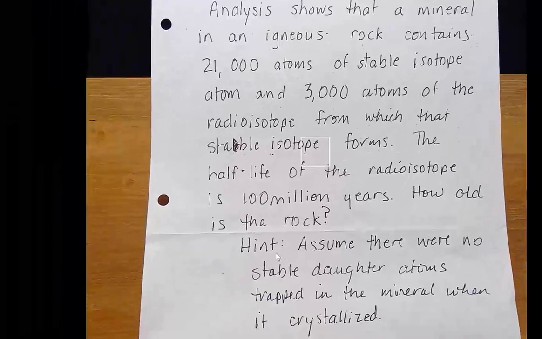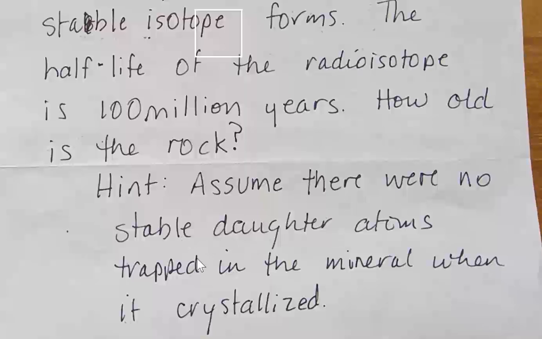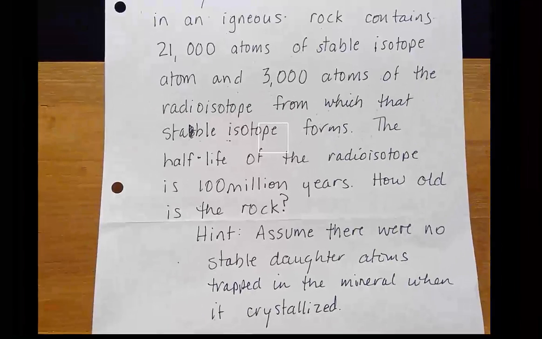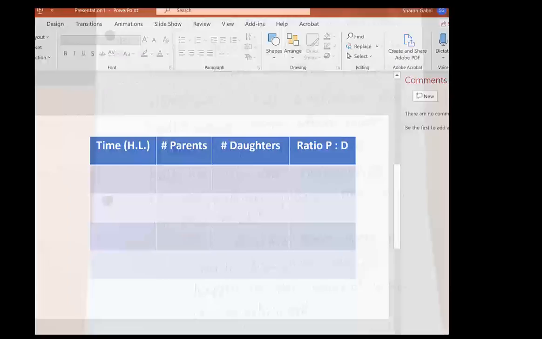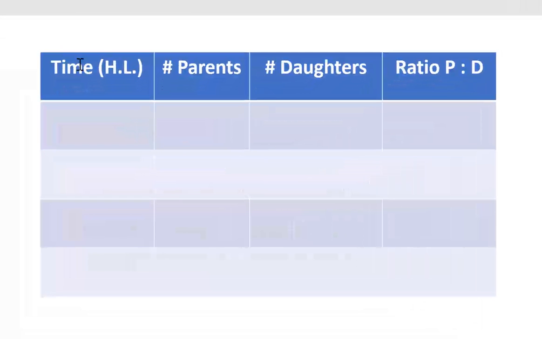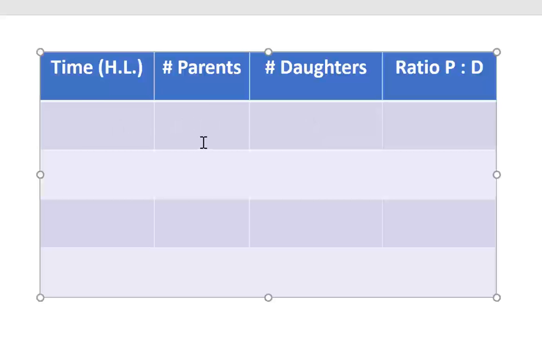Well, we're going to use this hint. It says assume there were no stable daughter atoms trapped in the mineral when it crystallized. Well, let's try to work that problem. I recommend setting up a table like the one we have here. The first column for our time in half-lives. The next column is the number of parent atoms that are present. The third column is the number of daughter atoms that are present. Now, when the mineral first crystallized, that's time 0. Oops, let me make my font larger. That's time 0. There were no daughter atoms trapped in the mineral, using our hint.